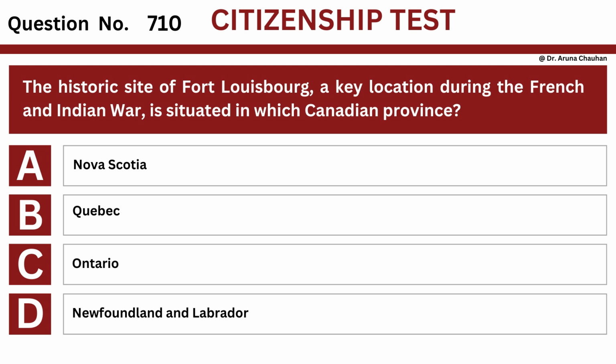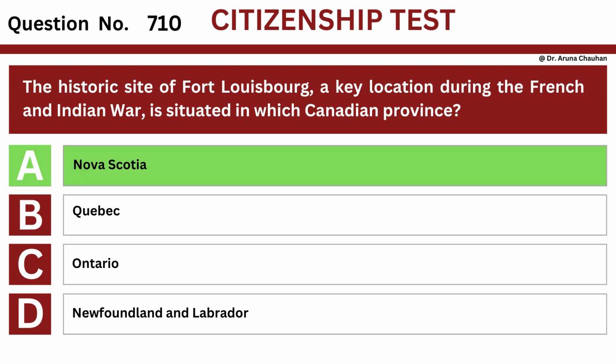Question number 710. The historic site of Fortress Louisbourg, a key location during the French and Indian War, is situated in which Canadian province? Option A, Nova Scotia. Option B, Quebec. Option C, Ontario. Option D, Newfoundland and Labrador. The answer is option A, Nova Scotia.